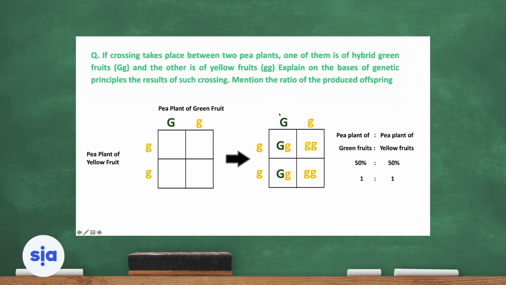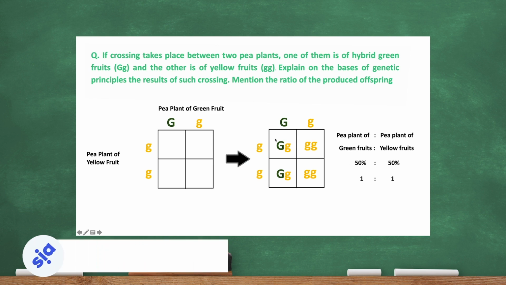What can you see here? If it is capital, so it's dominant. So this is the stronger trait, green color. And 2 of them small, so the recessive trait, the yellow fruit. So 50% of the fruits will be green and 50% will be yellow.